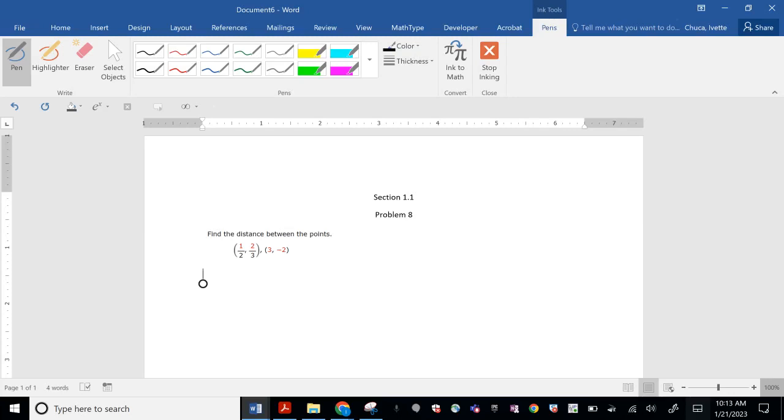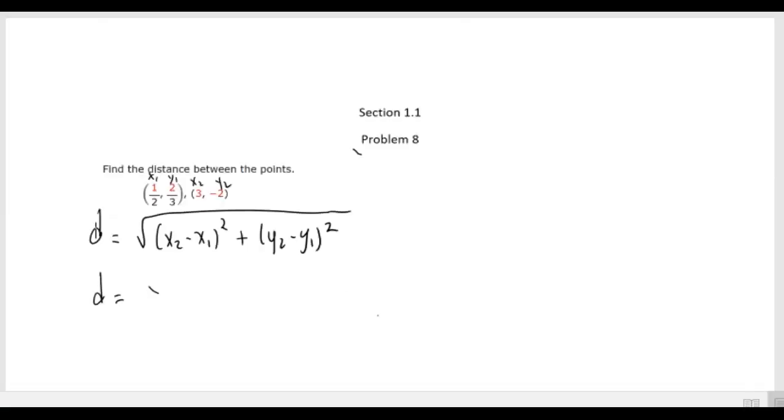Let's cover section 1.1, problem 8, where we want to find the distance between the two points. The first thing we want to do is write down the distance formula. And I can label these points as x1, y1, x2, y2. So we can substitute our values.